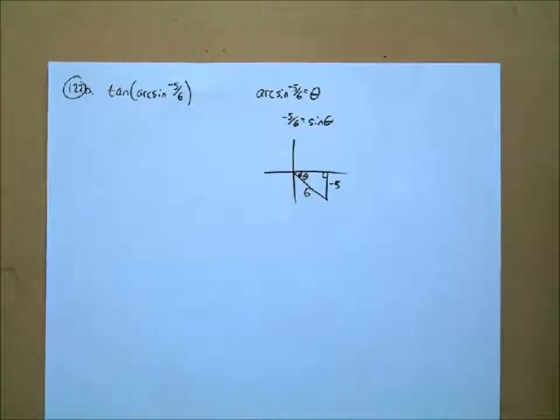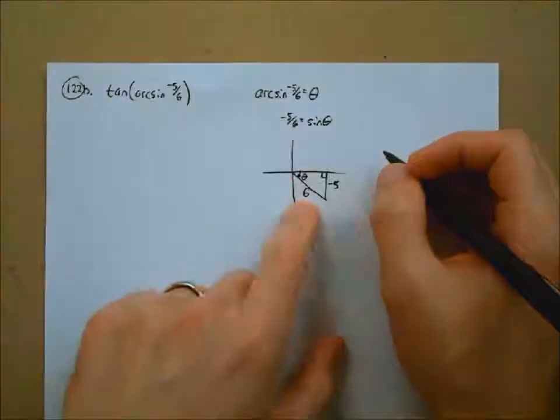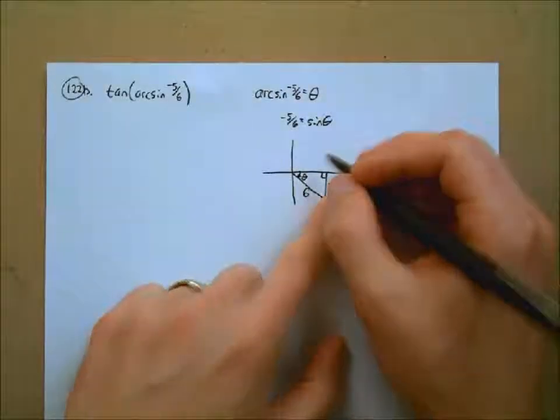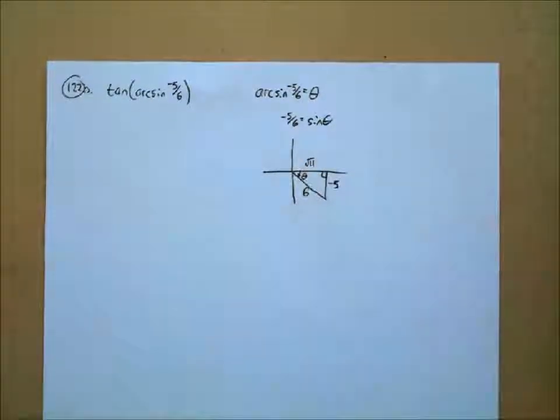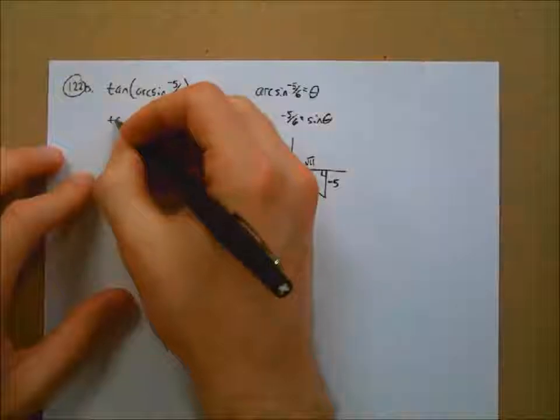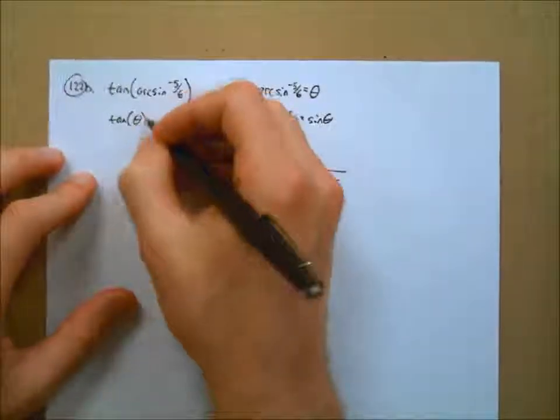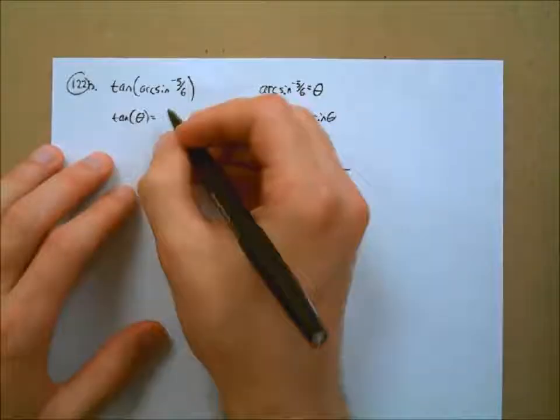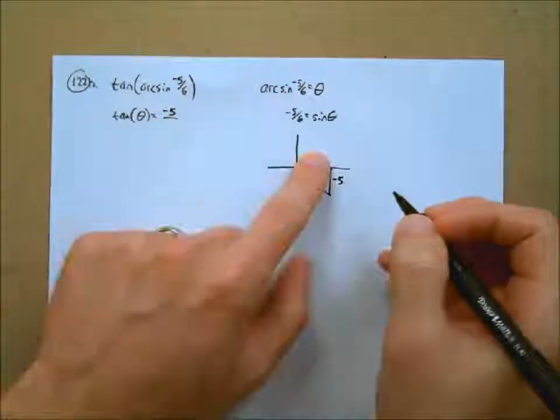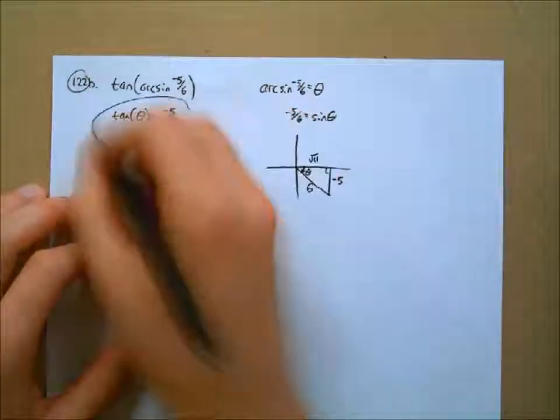And again, I know the negative has to go with this side right here because it's going down, and the positive 6 for the hypotenuse. And then Pythagorean theorem to get the rest. So it'll be 36 take away 25, so 11, so the square root of 11. And now that we have that, we just evaluate tangent. Tangent is opposite over adjacent, negative 5 over root 11. And you can leave it like that, you don't have to worry about rationalizing.